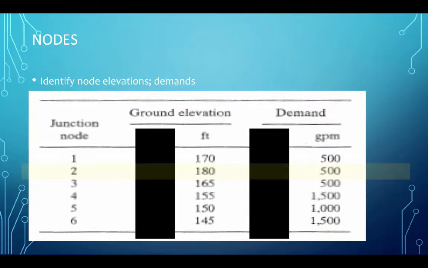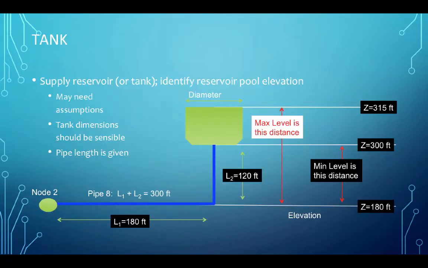Identify the node elevations. Identify the tank. I've chosen this way to represent the tank. So the tank connects to node 2. The tank bottom is at the same grade as node 2. It's 120 feet to the bottom of the tank, and then an additional 15 feet to the top of the tank.